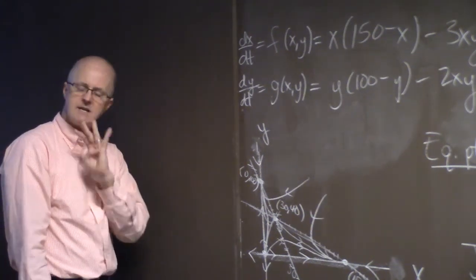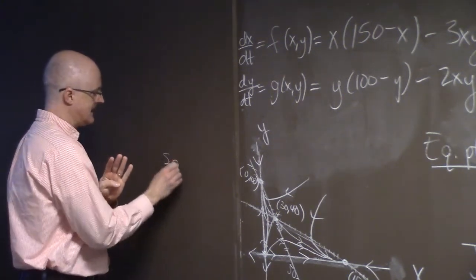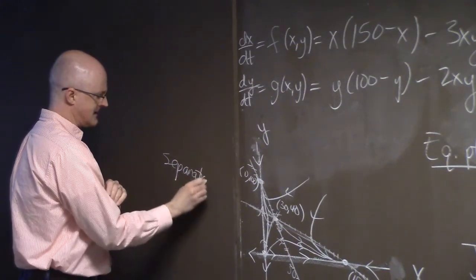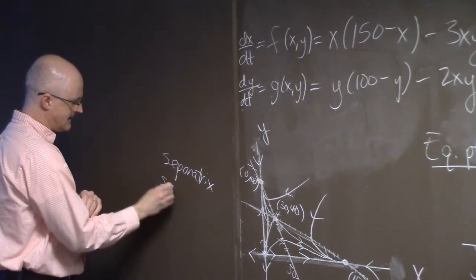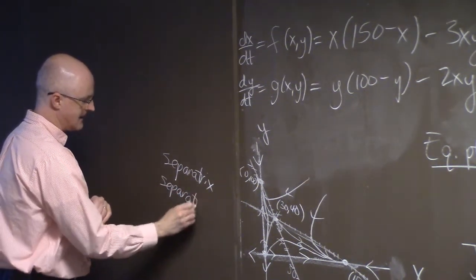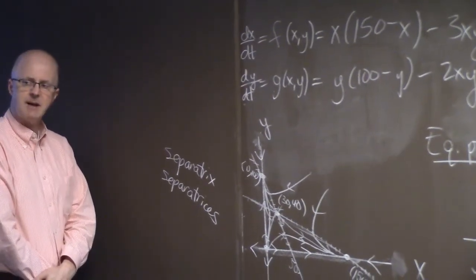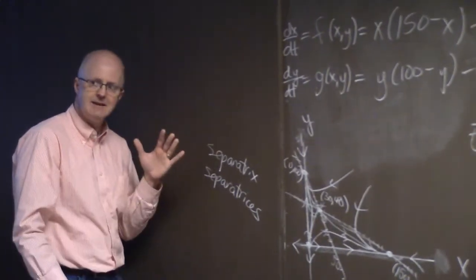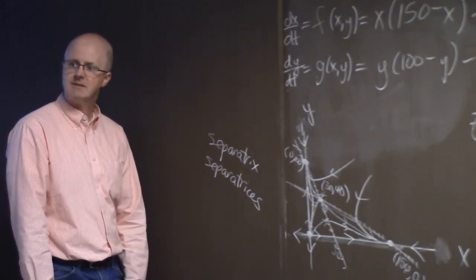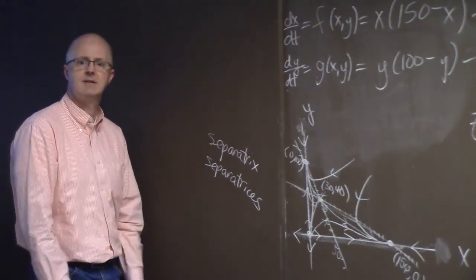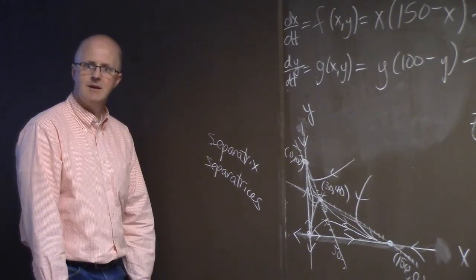There are 4 special solution curves that are called separatrices. Separatrix is singular. Separatrix, I think that's spelled right. Separatrices is the plural of separatrix. There's 4 very special solutions that separate solutions that behave differently from each other. That's why they're called separatrices. They separate solutions, in this case in the first quadrant, because that's what we're focused on, that behave differently.